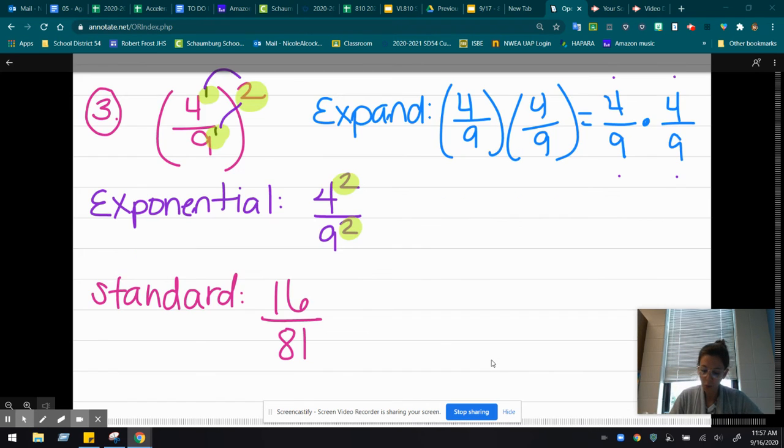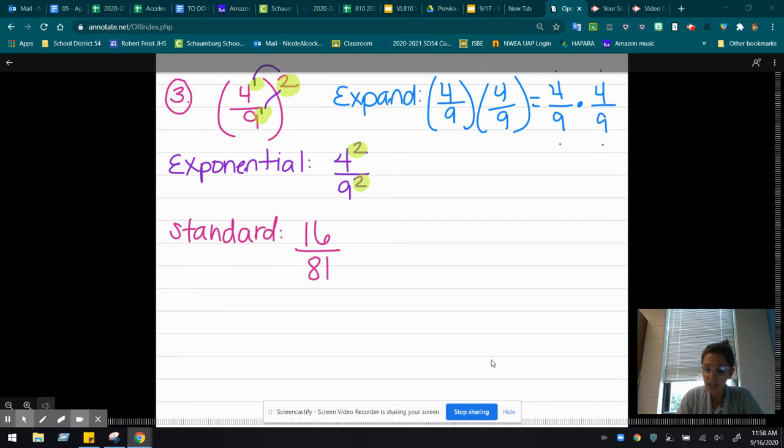And then we're going to do one more. Here I want you guys to practice how we use exponent rules to find missing exponents. So we'll call this one number 4. We're going to find the missing exponent.